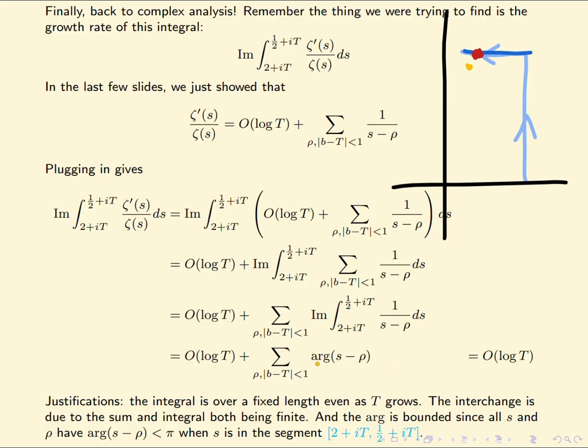But in any case, you can just say it's less than or equal to pi or something, like 3/2 pi. You can say the difference between the angles of these two things is pretty small here. But I'm going to say it's definitely less than pi or 3/2 pi, which means that this is just O of 1. And remember, the number of zeros here is O of log of t. So then this sum is O of log of t times O of 1, which is O of log of t. And then finally, this whole thing is O of log of t plus O of log of t, which equals O of log of t.